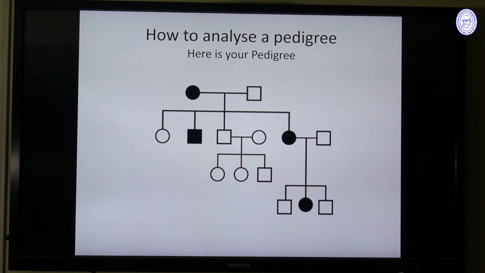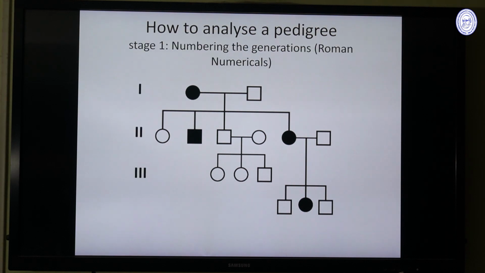Now, how to analyze a pedigree? First of all, we will get this kind of pedigree in hand. First thing, we have to number each and every generation by Roman numerals, like here I, II, III. Though these individuals are coming in the next step, this tier is of the same position. So this third generation contains 6 individuals in total.